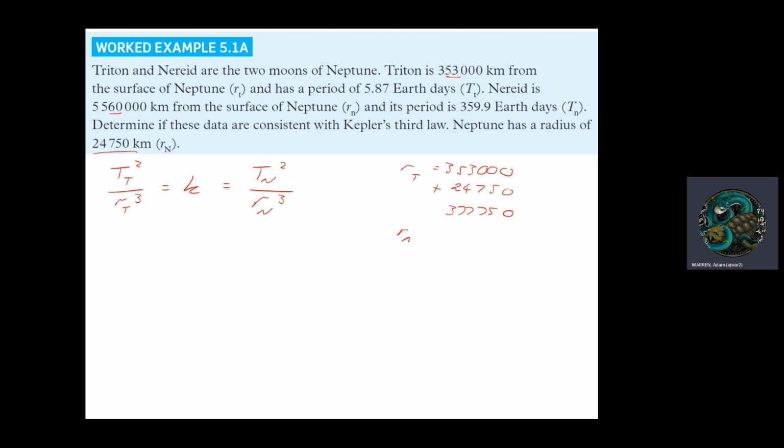The radius of Nereid is equal to 5,560,000 plus 24,750, which gives 5,584,750. So now if we plug and play into this, we're going to get that.